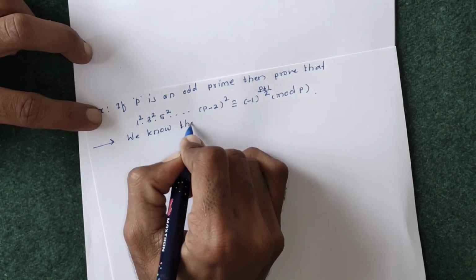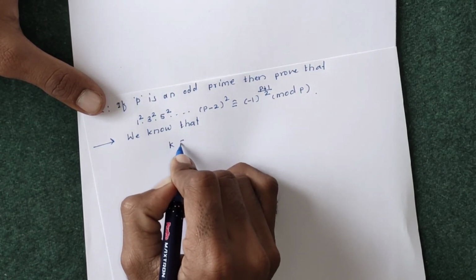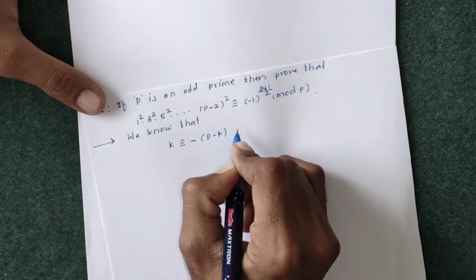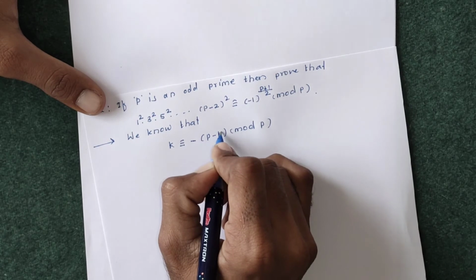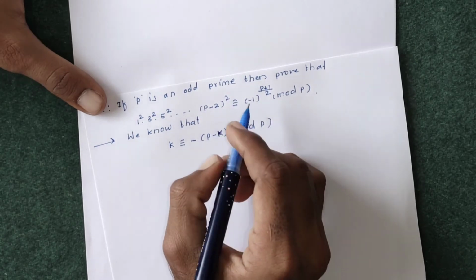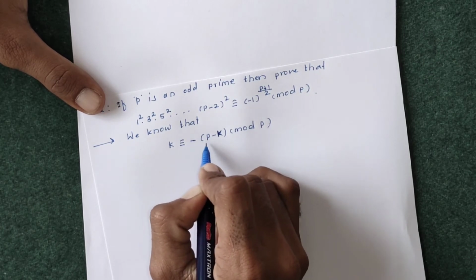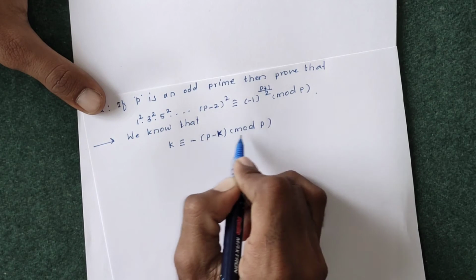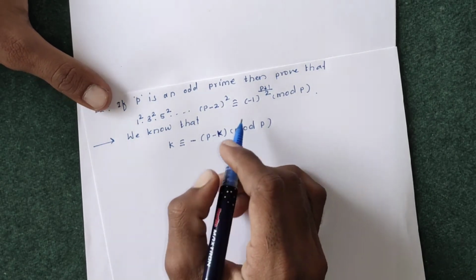we know that any integer k is congruent to minus of p minus k under modulo p. This is the specific result, since if we multiply by this minus sign, we get minus p plus k. K is congruent to k under modulo p, and minus of p is congruent to 0 modulo p. So we get k is congruent to minus of p minus k modulo p.